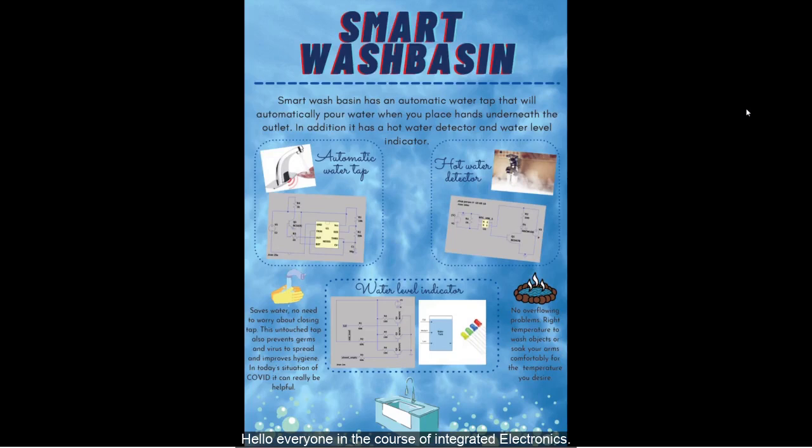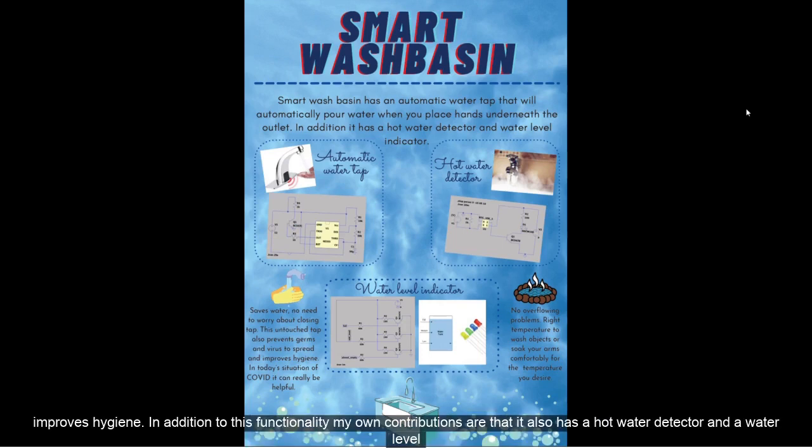Hello everyone, in the course of Integrated Electronics, my project is Smart Washbasin, which is on home automation. Smart Washbasin has an automatic water tap that will automatically pour water when you place hands or any object underneath the outlet. Many times it happens that after washing your hands, we forget to switch off the tap, which leads to wastage of water. This untouched tap also prevents germs and viruses from spreading and thus also improves hygiene.